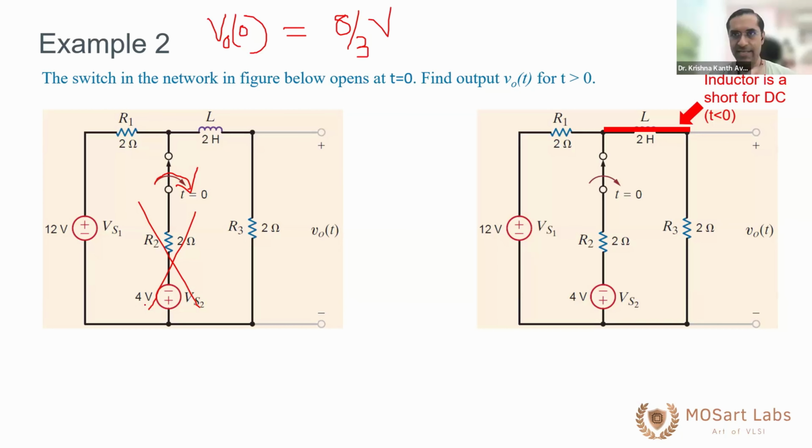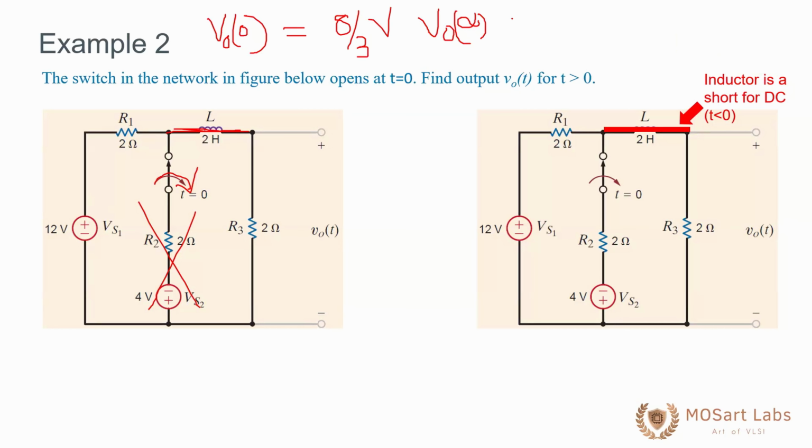Now at t equal to infinity, what happens to the inductance? Same principle: at t equal to infinity, the inductor becomes a short. So now this is not there. Tell me, what is V0 of infinity? What is the output voltage at infinite time? The inductance is a short. You have 12 volts and there is 2 ohms and 2 ohms.